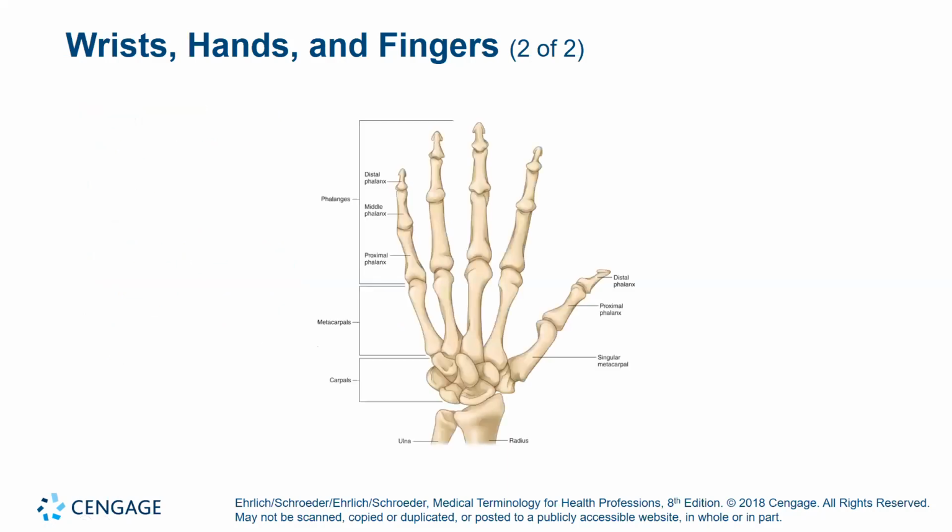And here's a figure. This is a superior view of the bones of the lower left arm, wrist, and hand. So you can see here, here's your phalanges, metacarpals, carpals, the ulna, the radius, distal phalange, proximal, and singular metacarpal. Phalanges here, metacarpals and carpals.